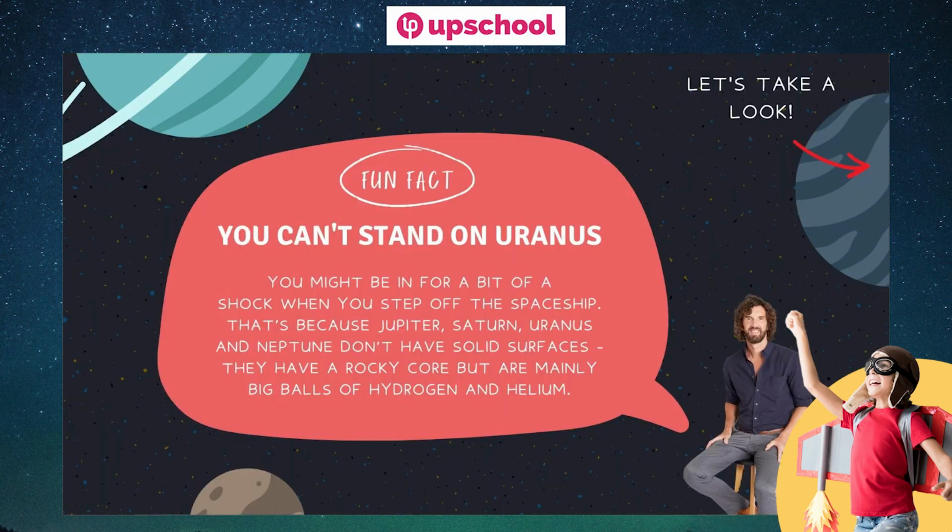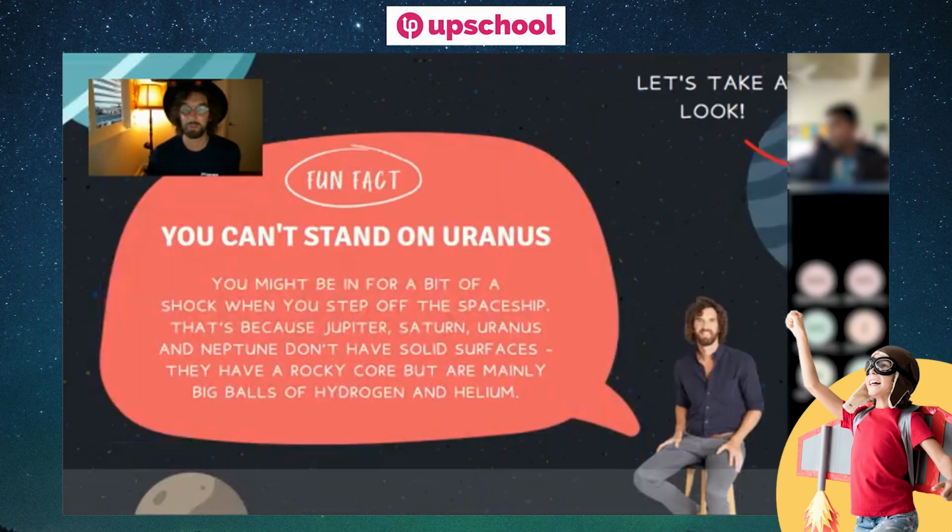Okay. Now here's an interesting fact for you. You cannot stand on Uranus. It's impossible to stand on the planet of Uranus. You might be in for a bit of a shock when you get there, because as you step off your spaceship to go and stand on Uranus, it's made of gas. You will fly straight through the planet. Same with Jupiter, same with Saturn, and the same with Neptune. All of these planets are made of gas. They're not made of rock or water like Earth, but they do have a rocky core in the middle. So there are 4 planets that you could never stand on.